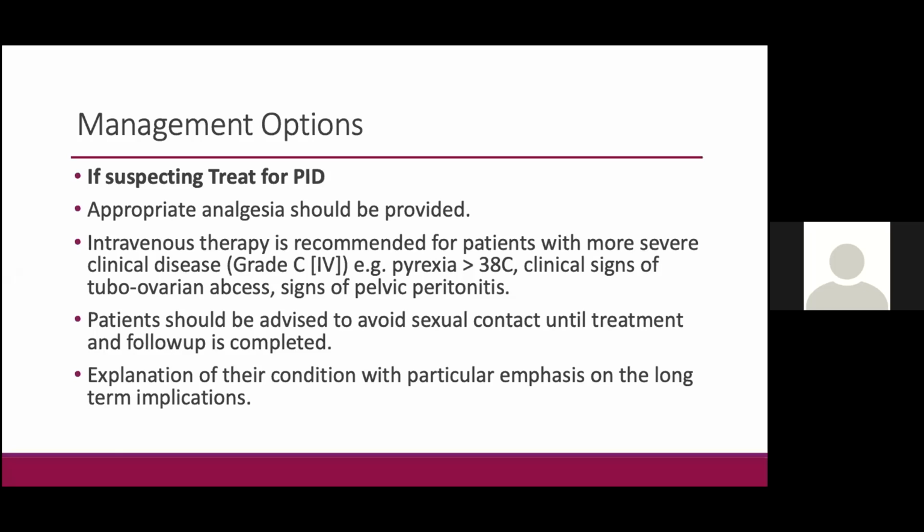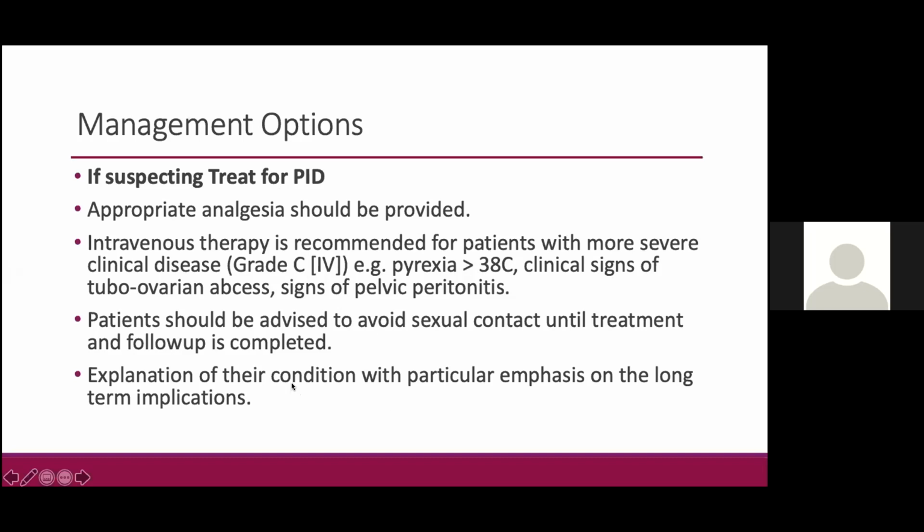So if you suspect PID, you have to treat PID, right? You may not even be treating PID, you may be treating something else, but it doesn't matter. This is one of the rare instances in medicine where we say use antibiotics empirically, right? But there are criteria for intravenous treatment. If they have a very high fever, signs of tubo-ovarian masses, pelvic peritonitis, or sepsis, we have to do it, right? And once we have started treatment, they should avoid sexual intercourse until we advise.